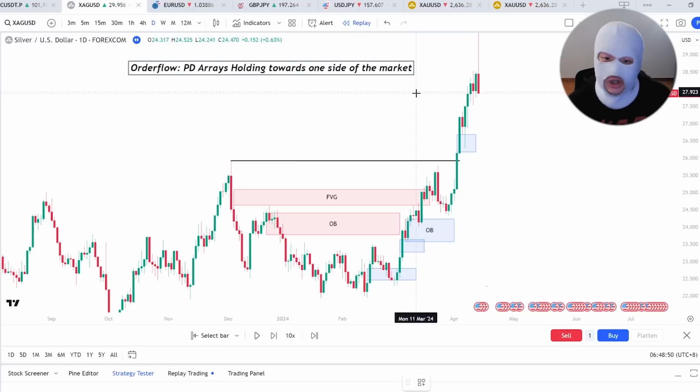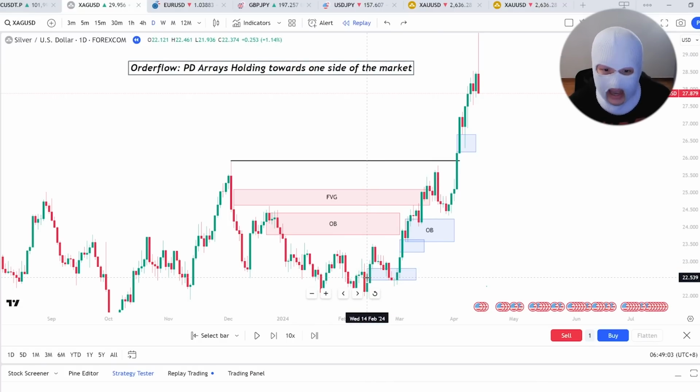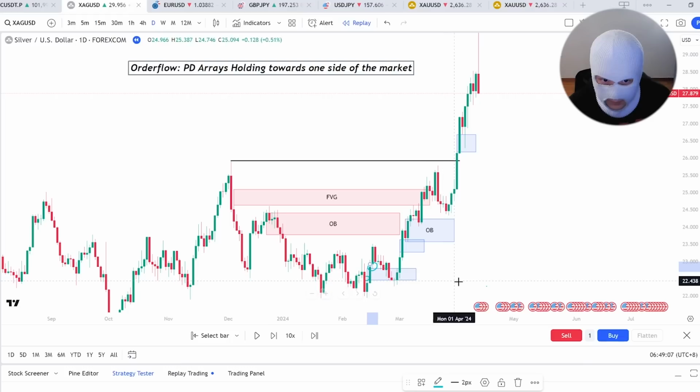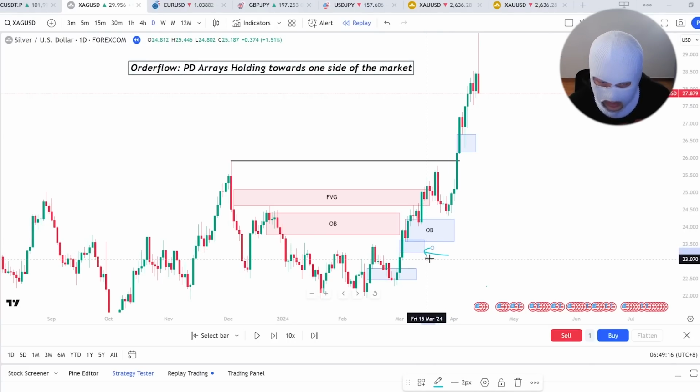So let's take a look at this chart right over here. Here on the silver chart, you can see on the daily time frame, at this lower point of the chart, we have a bullish fair value gap created by the gap of the wick of this candle over here and this candle right over here. This is the bullish fair value gap that sends price higher, creating yet another bullish fair value gap in the process. We then retrace lower, creating a bullish order block in the process.